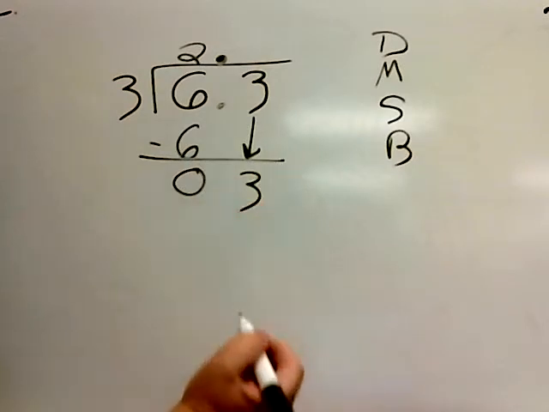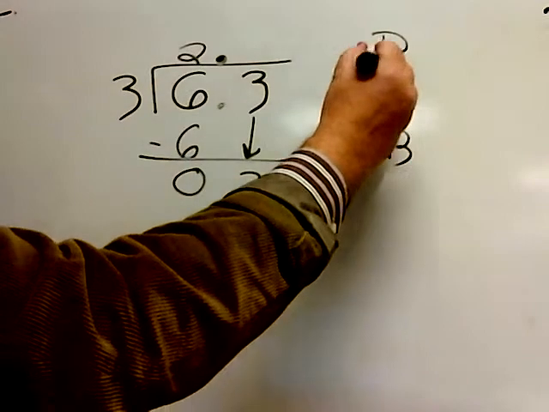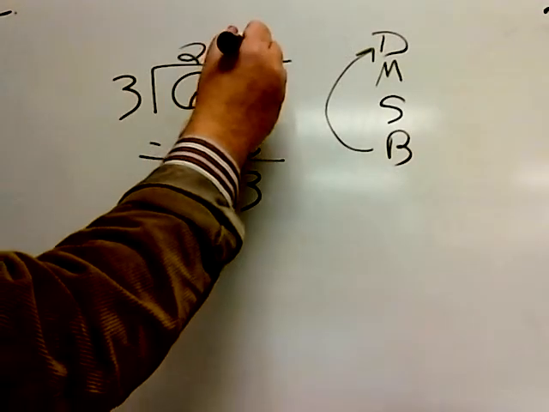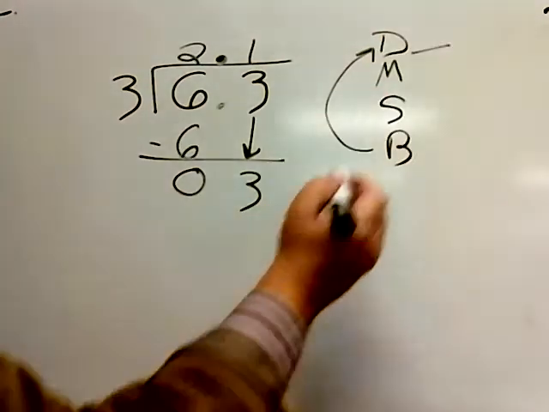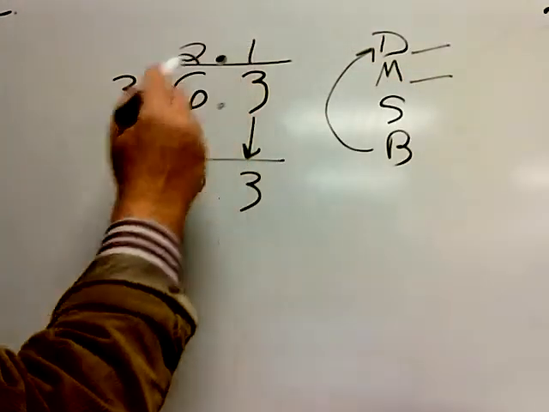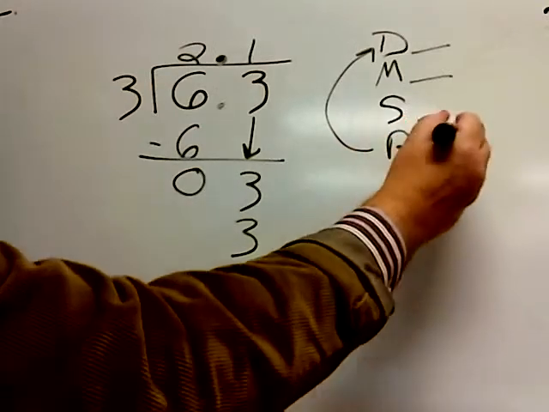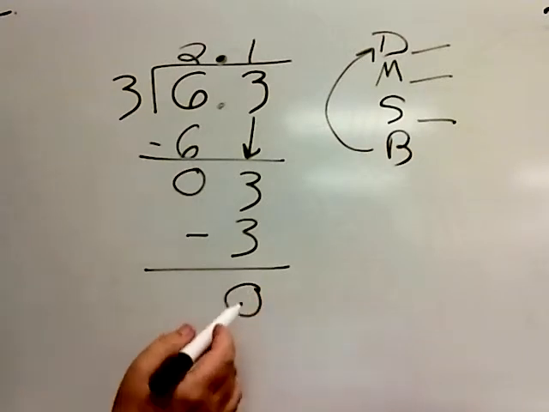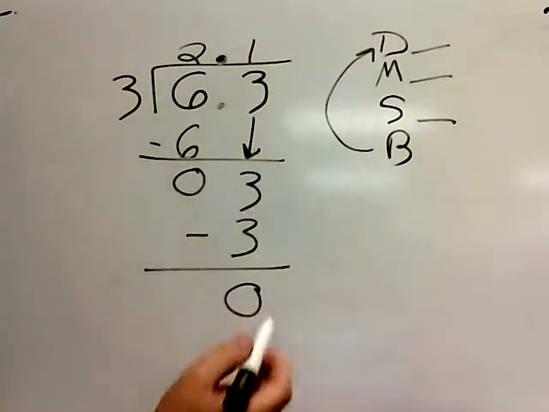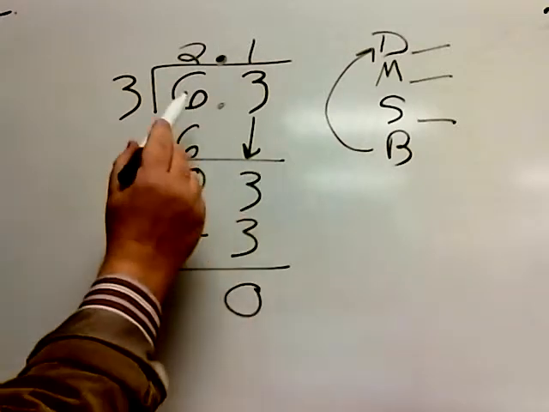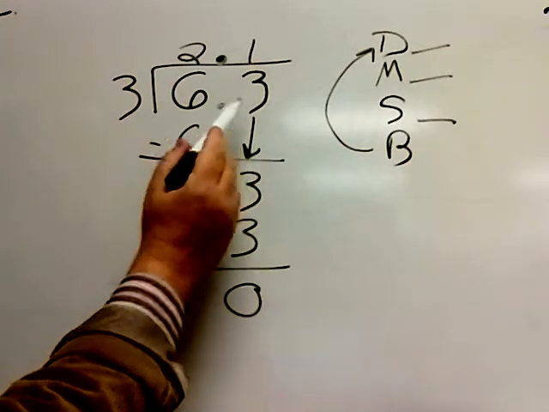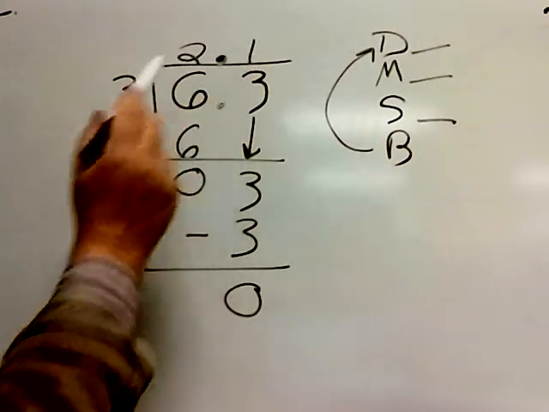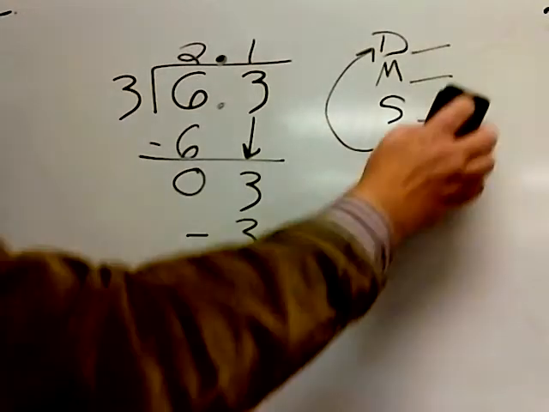There goes that 3. After I bring down, go right back to the top and divide. 3 goes into 3 one time. I divided. Next step is to multiply. 1 times 3 is 3. I'll go ahead and subtract. And when I do, I get 0 for remainder. There are no other digits to bring down, and that's how I know I'm done. 6.3, or 6 and 3/10 divided by 3 is 2.1, 2 and 1/10.